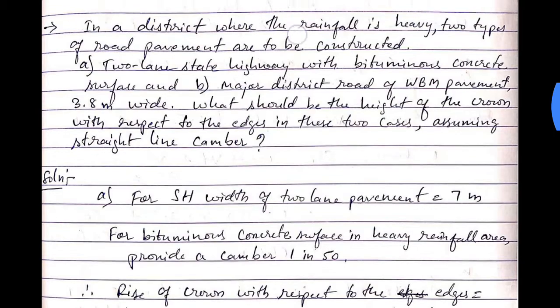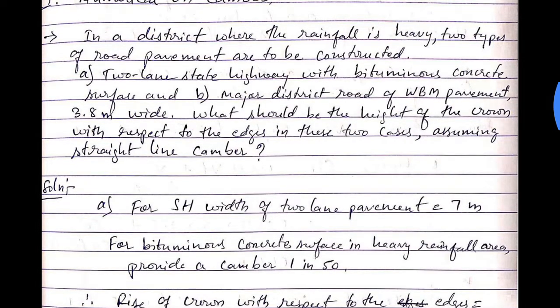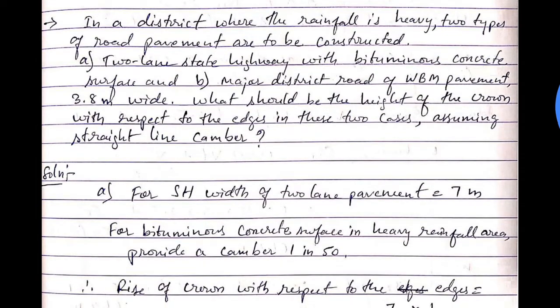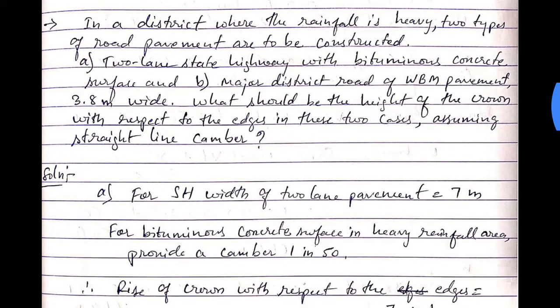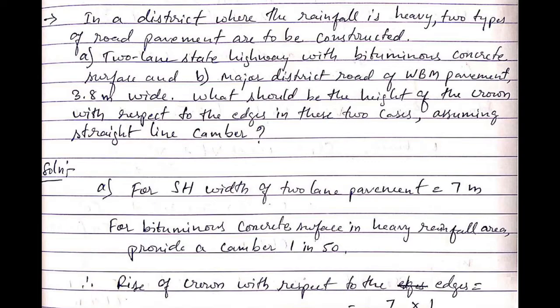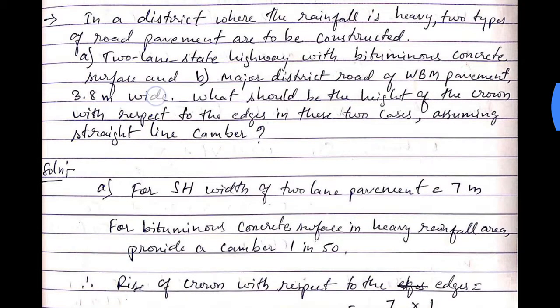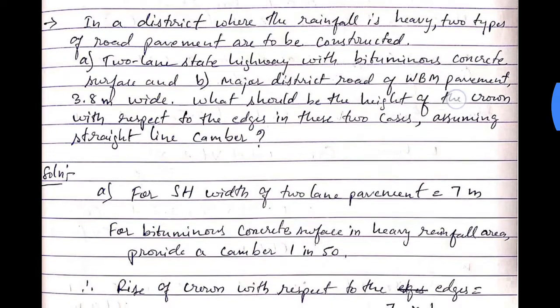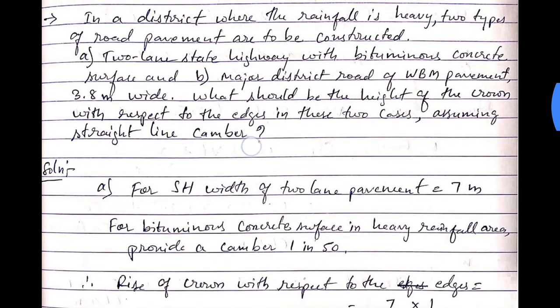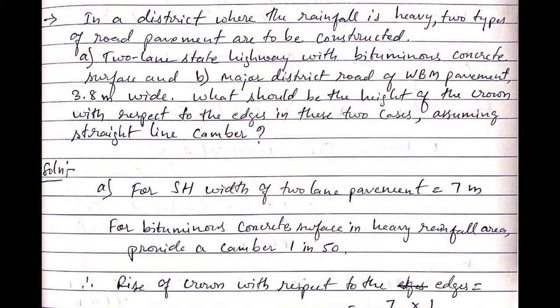In a district where rainfall is heavy, two types of road pavements are to be constructed. The data is as follows. First one, two-lane state highway with bituminous concrete surface. And the second one is major district road of WBM pavement or waterbound macadam pavement, and this is 3.8 meter wide. What should be the height of the crown with respect to the edges in these two cases, assuming the straight line camber? So in both the cases we need to assume that the camber is straight line camber, and we need to find out the height of the crown.